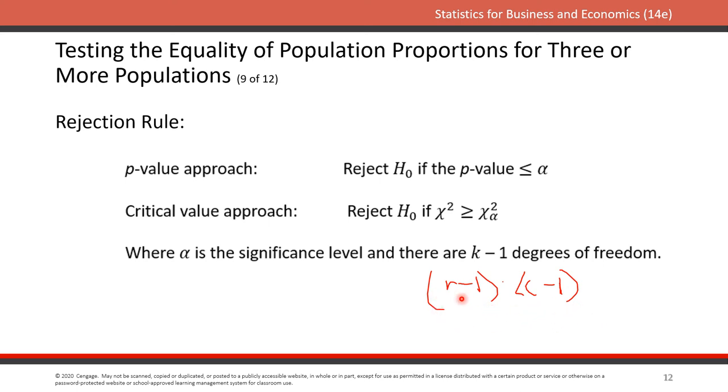I have 2 rows minus 1, that gives me 1. I have 3 columns minus 1, that gives me 2. So in this case, I'm going to have 2 degrees of freedom, and I would not use this k minus 1 when I'm doing my chi-squared. I just set it up like this.